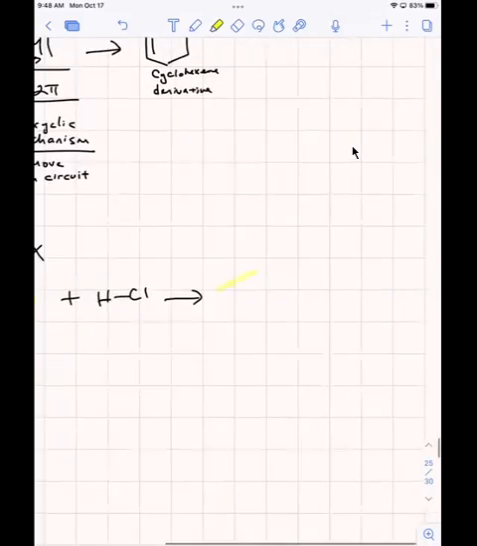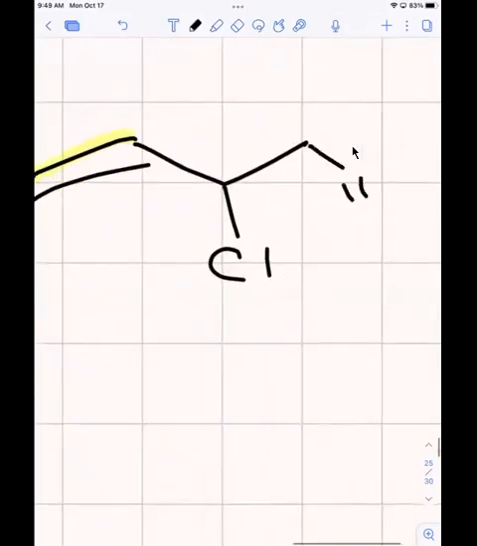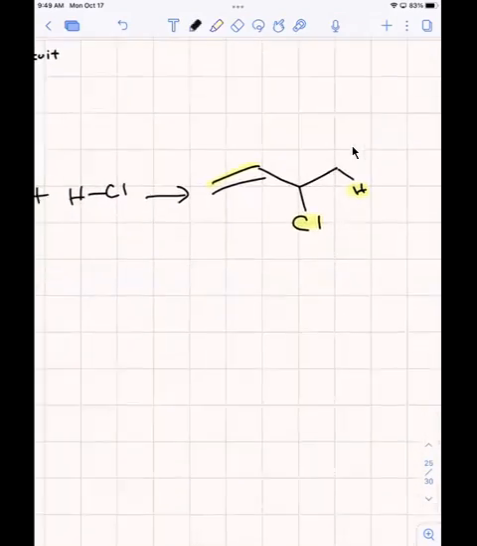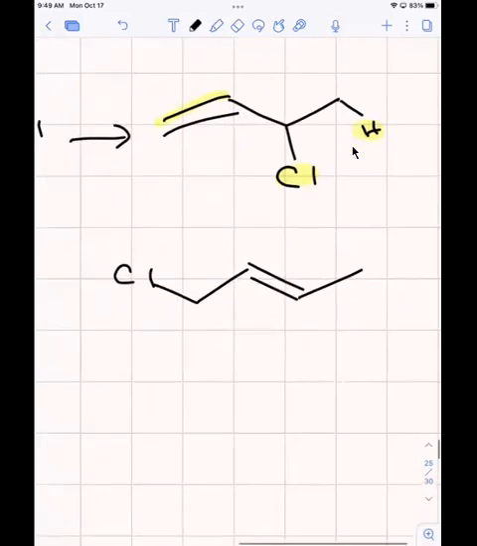All right. So one of my products in this case looks like this, where I have a chlorine here, and then the hydrogen added here. So there's your HCl added across that double bond. There's another product that you get from this reaction that looks like this, where the chlorine is here, and then the H is here. But we're going to talk about how that happens.